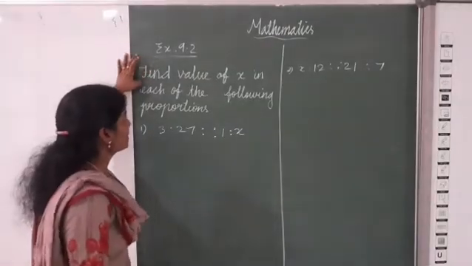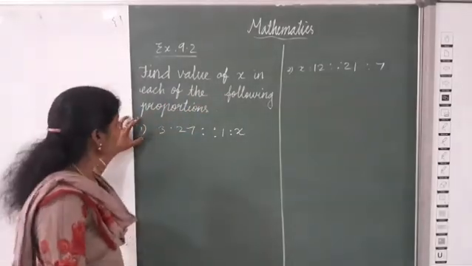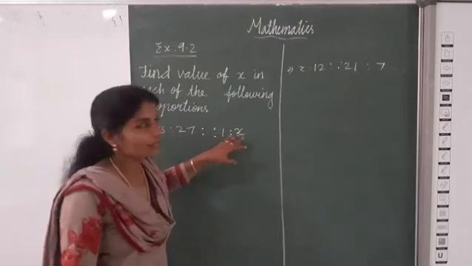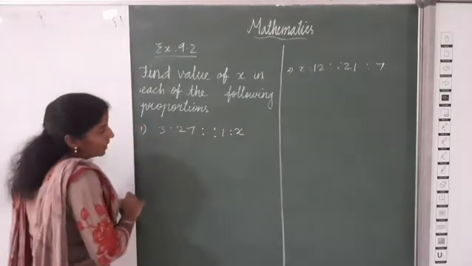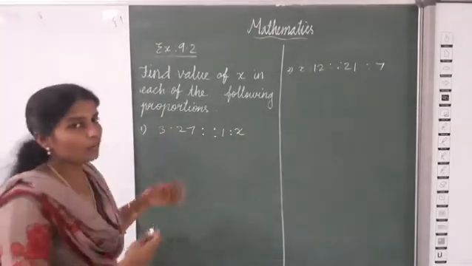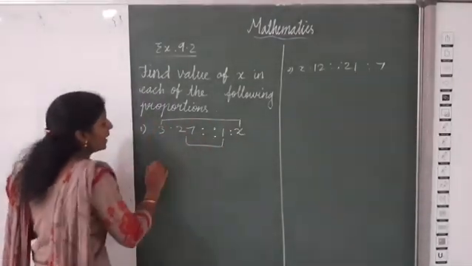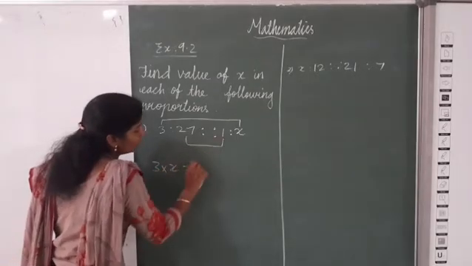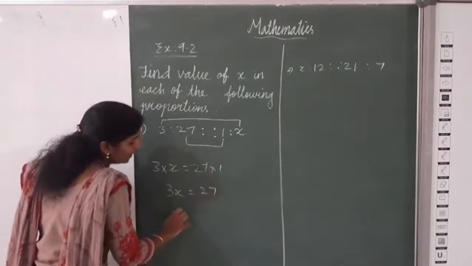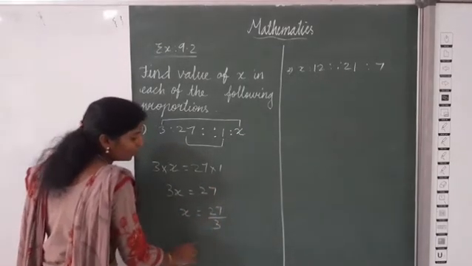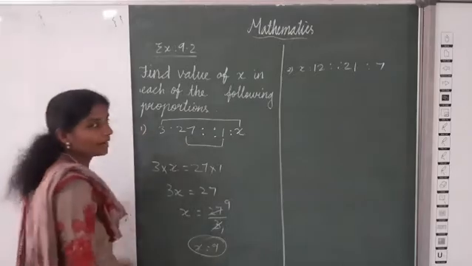Exercise 9.2. Next question. Find the value of x in each of the following proportions. First one, 3:27 as 1:x. Now, product of means is equal to product of extremes, isn't it? Otherwise, product of extremes is equal to product of means. Now, listen here. This is extreme, this is mean. Now, we can multiply 3 into x equal to 27 into 1. 3x equal to 27. Therefore, x is equal to 27 by 3. 9 3s are 27. Therefore, x is equal to 9 is the answer.